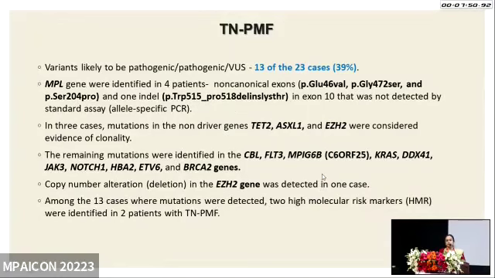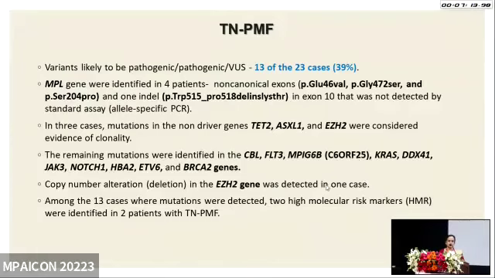In triple negative PMF, 39% had evidence of clonality with regards to these pathogenic and likely pathogenic mutations. Four patients had MPL mutations. Most of them were non-canonical, except one was an indel in 515. This could not be picked up by allele-specific PCR because of the complex nature of the mutation. The other mutations included TET2, ASXL1, EZH2. The remaining were this whole list of genes that you can see here: CBL, FLT3, MPIG6B, KRAS, etc. Only one patient had a large copy number deletion in EZH2.